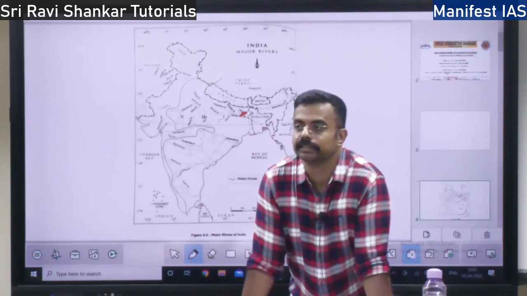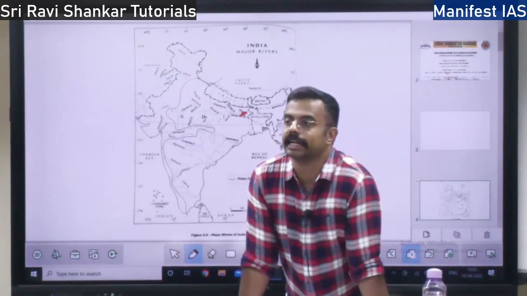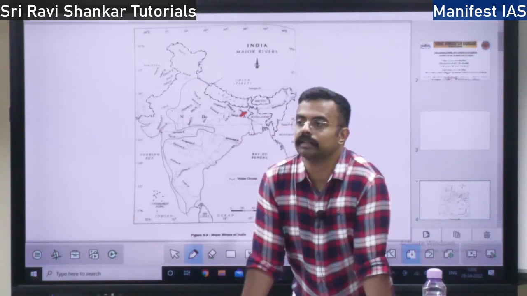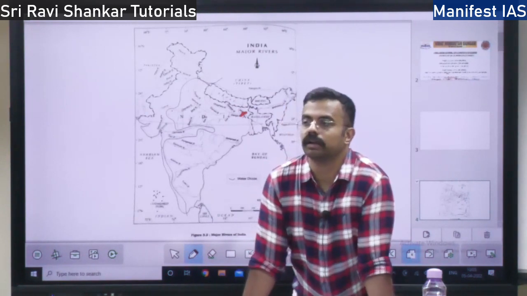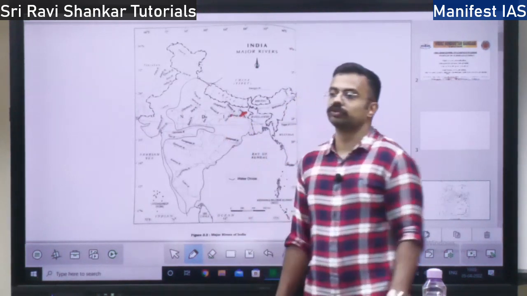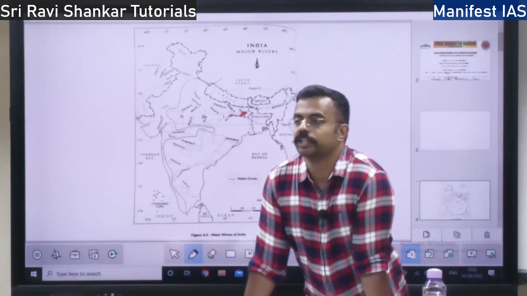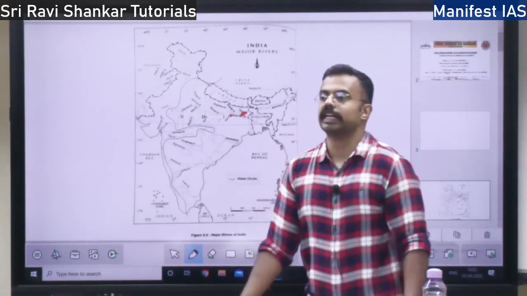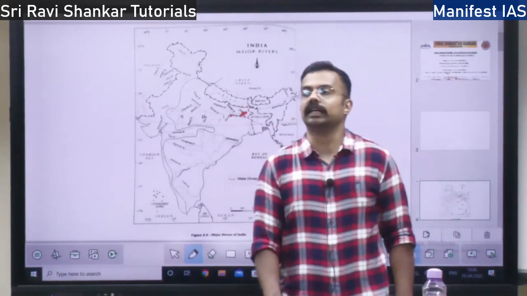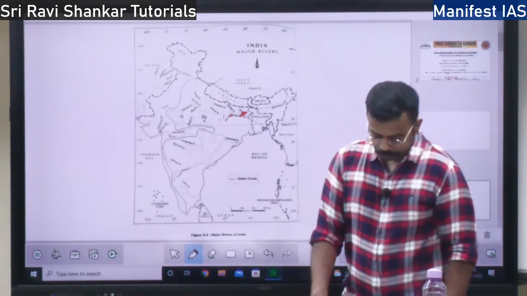How many states does the Ganga flow through? It flows through 5 states, right? Uttarakhand, Uttar Pradesh, Bihar, West Bengal and Jharkhand. In Jharkhand, it flows through one small portion. So 5 states it flows through, right? What is the drainage basin of Ganga? It is 8.6 lakh square kilometers, the total drainage basin of this river.